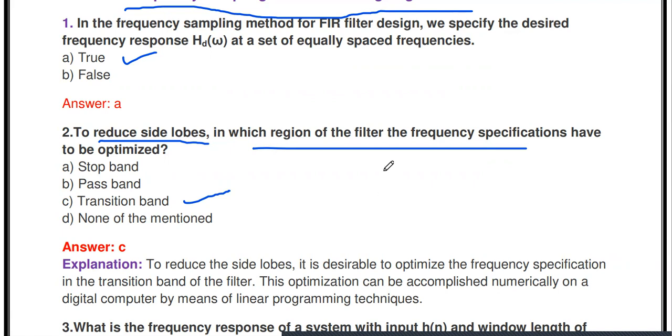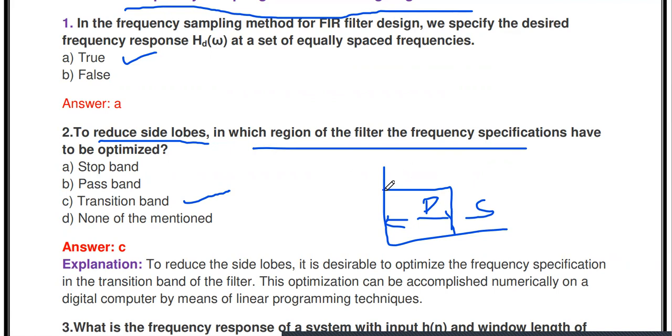You know the frequency response has three regions. If it is a low pass filter, this is the pass band. Pass band means the range of frequencies the filter will allow. Then the range of frequencies the filter will stop is called the stop band. So this is the ideal response of a low pass filter.